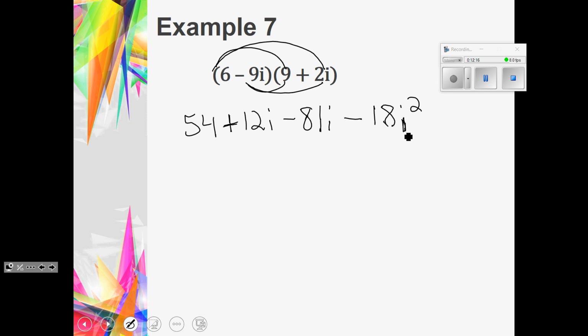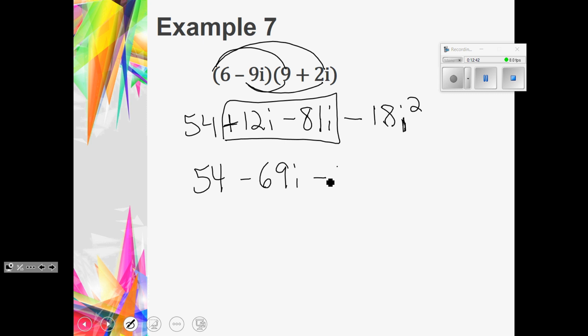So we see things that match, so we can add 12 plus negative 81. And we're going to get 54 minus 69i minus 18i squared. Are we finished? Is there anything else we can do?